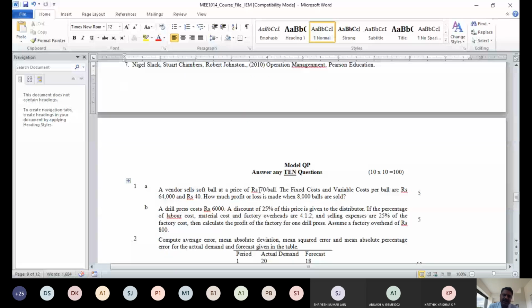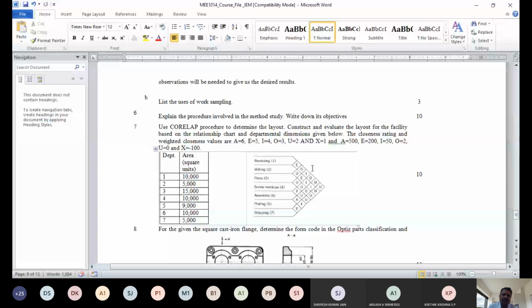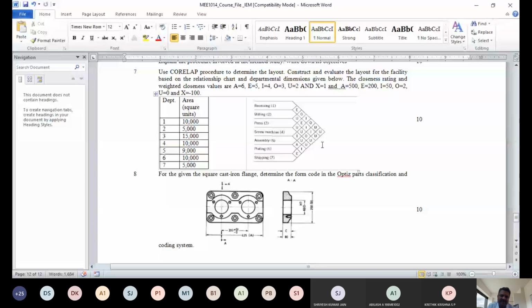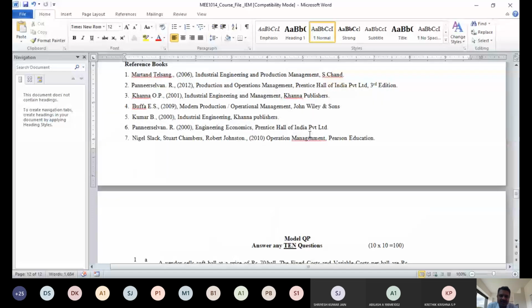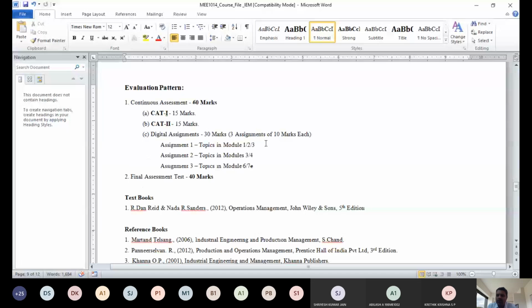This is the model question paper. 10 into 10, 100 marks. So all are 10-mark questions. I think you will be given 11 questions. Normally, I give 11 questions and ask for 10 so that people will have one choice. That is for term end alone. For Cat 1 and Cat 2, no choice. That is the rule of VIT. We are not supposed to give. Some professors may give at their own risk. That's not allowed.